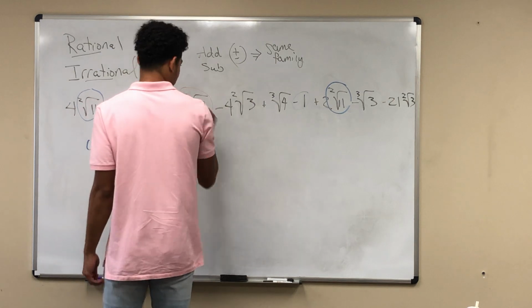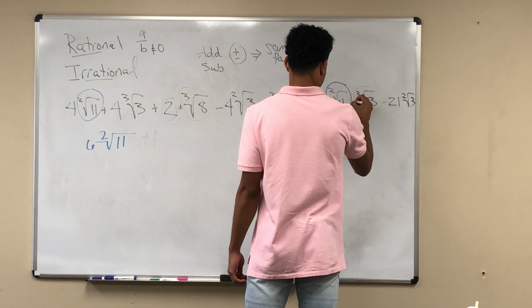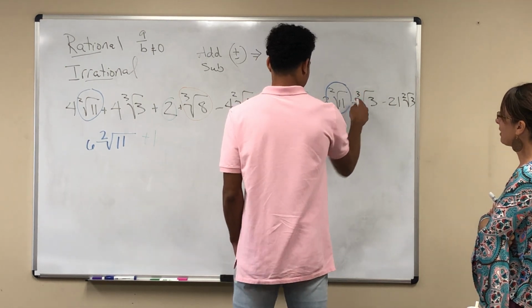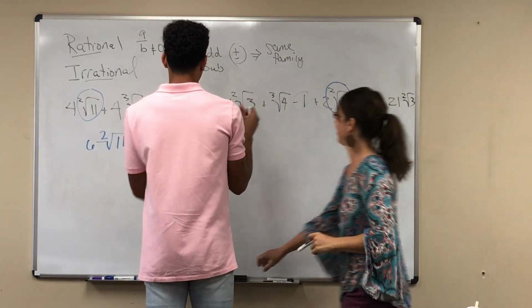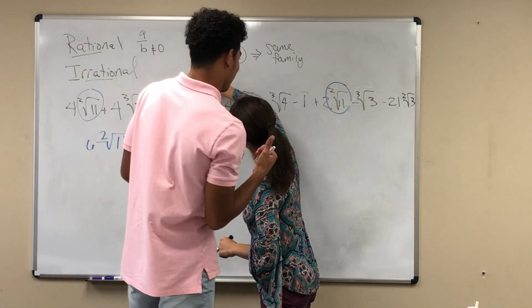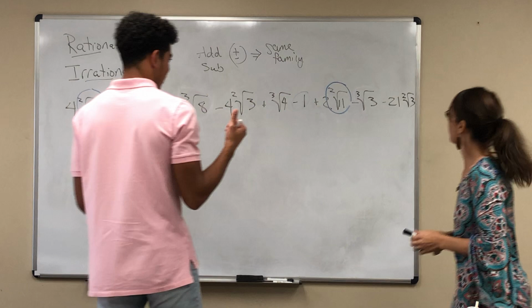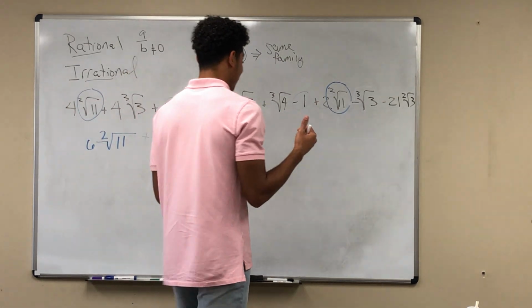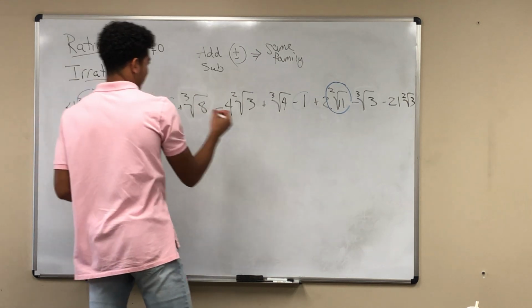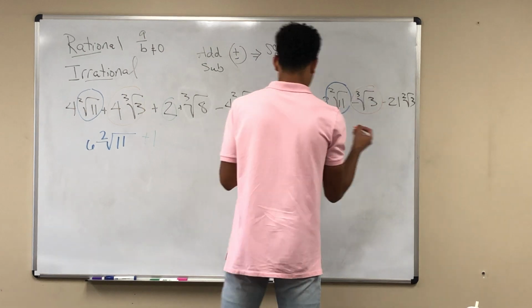Those aren't the same. Is that added? But that's cube root of 3 and that's cube root of 8. Oh, okay. So find the other one. Find the other cube root of 3 up there. There it is. Cube root of 3. And the negative goes with it.